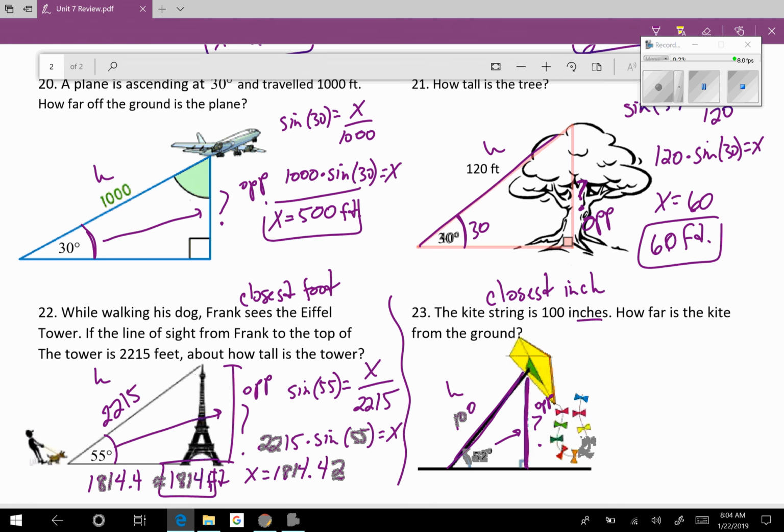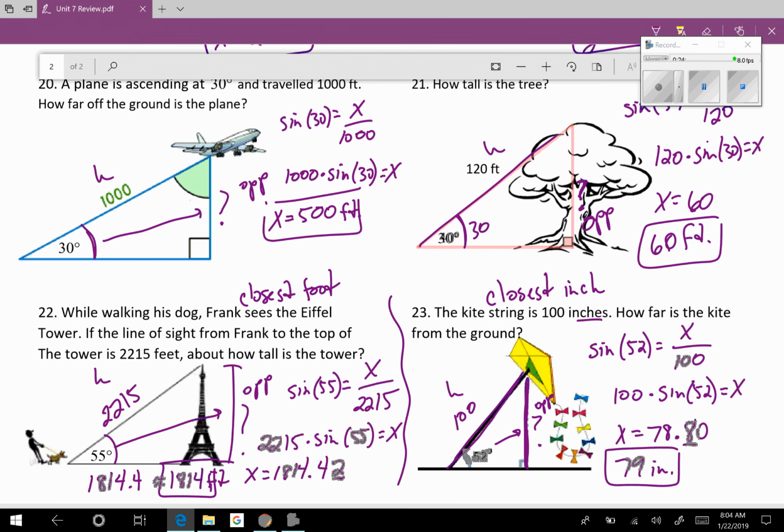And they've given us the hypotenuse. So we need to use sine. So the sine of 52 is equal to x over 100. So we're going to multiply 100 times the sine of 52. And that would give us x. So 100 times the sine of 52. So x is 78.8. So now we want to round it to the nearest inch. So this 8, you look at the 8 right there. This is just about 79. It makes it round up. So it's about 79 inches off the ground.